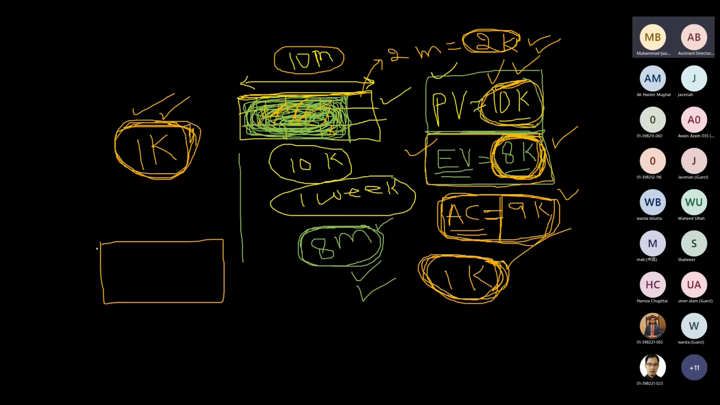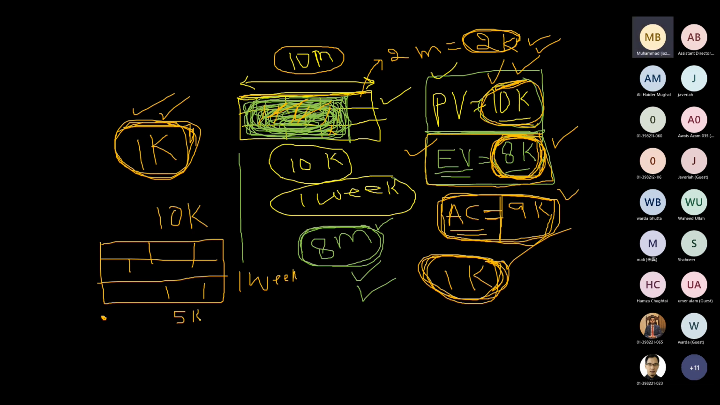Let's take this example. There's a 10-meter wall for which I was allotted a budget of 10,000, and I had to complete this wall in 1 week. At the end of 1 week, I have not put a single brick here. I have not built this wall at all, like zero. And I have spent 5,000 on chai pani only, on having tea and lunches. So here I have actually earned nothing, but my actual cost is 5,000.